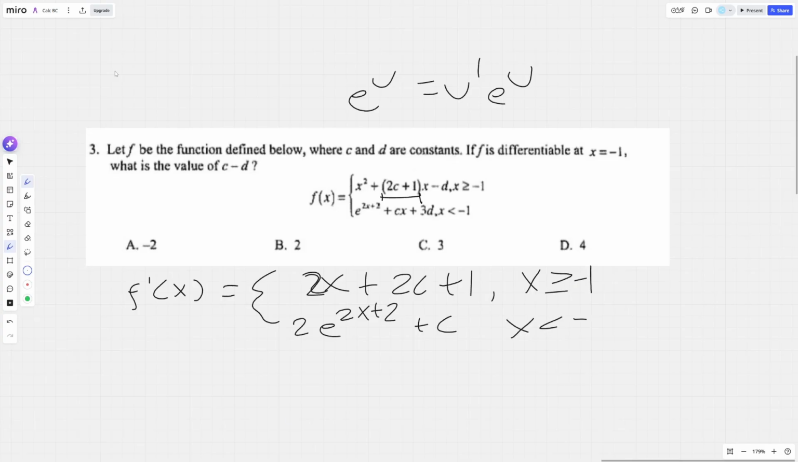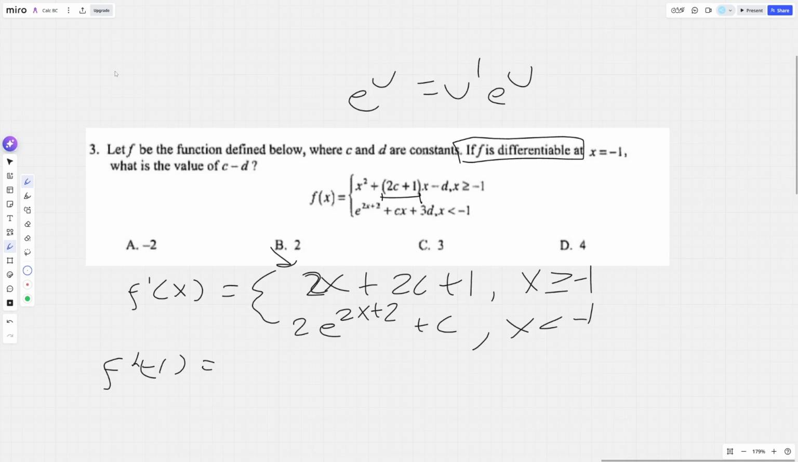And this is from x is less than -1. So now, if it is differentiable at this point, that means when you plug in -1, these two values should be the same, or else they would have conflicting slopes. So let's test it out.